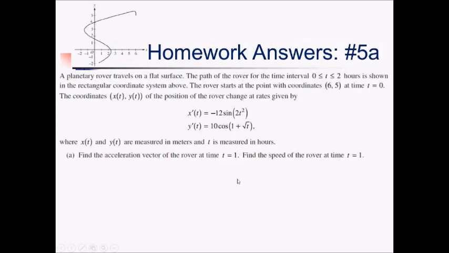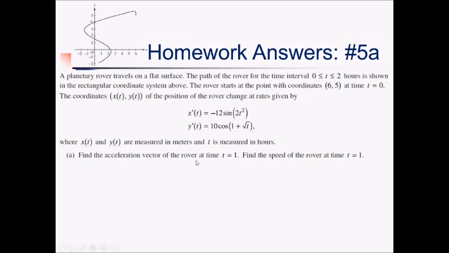For this calculator-based free response problem, we have a planetary rover traveling on a flat surface. The path over the interval from 0 to 2 hours is shown in this rectangular coordinate system up here. It's kind of going all over the place. And we're told that it starts at (6, 5) at time 0, and these are the x prime and y prime for its motion, based off some x and y that they're not going to define. Okay, so for the first part here, we want to find the acceleration vector at time 1, and also the speed at time 1. So two things for the price of one on this problem.